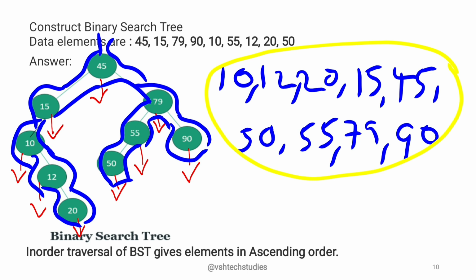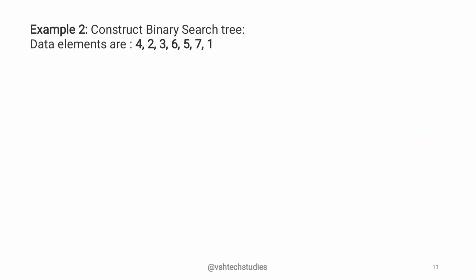So that is the advantage of BST. If any key values or data elements are stored in memory in a binary search tree kind of data structure, that is, storing and organizing the data in memory as a binary search tree, then when we take the inorder traversal, we get the elements in ascending order. Okay, so let us see another example.